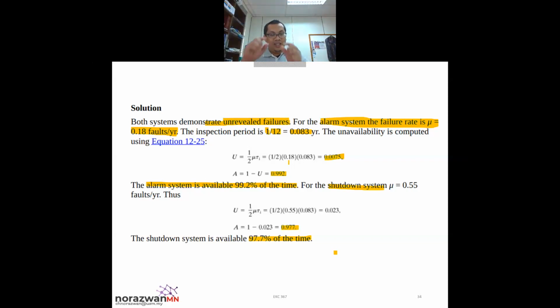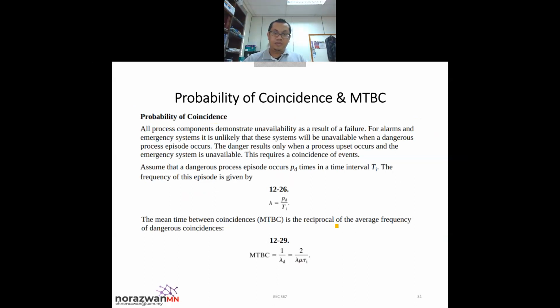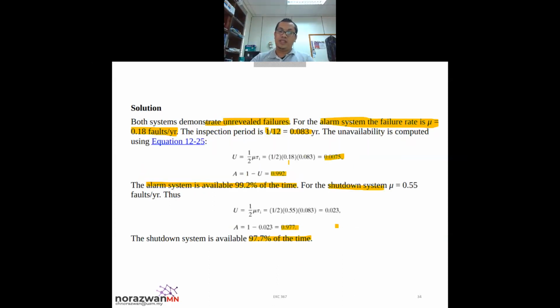So there is a little gap of around 0.8% for the alarm system and shutdown system to be in failure at the same time, to get both of the systems in failure. So you have your U and also your A calculation.